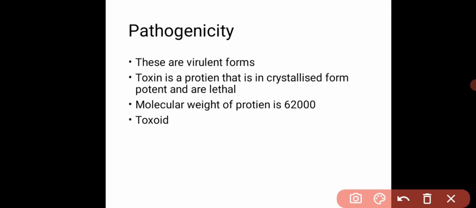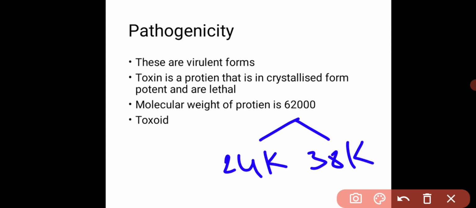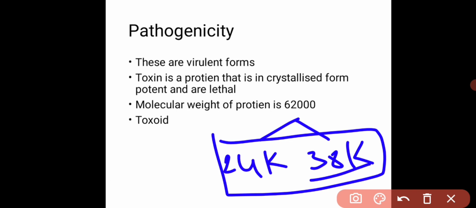So, pathogenicity: they are the virulent forms. The toxin is a protein, in a crystallized form. It is potent in causing the disease and it is lethal. The molecular weight of the protein is 62,000, which can be further divided into a 24,000 molecular weight protein and a 38,000 molecular weight protein. The 24,000 molecular weight protein is involved in the enzyme activity, whereas the 38,000 molecular weight protein helps in binding to the domain. So both are toxic, both cause the disease.